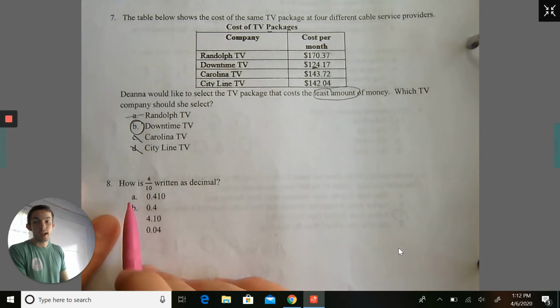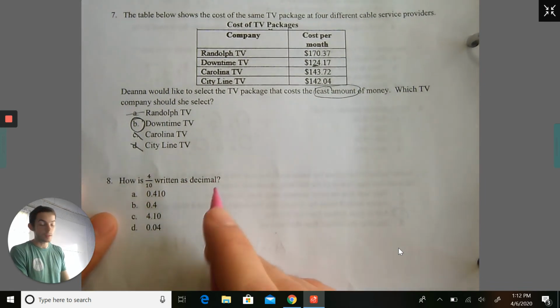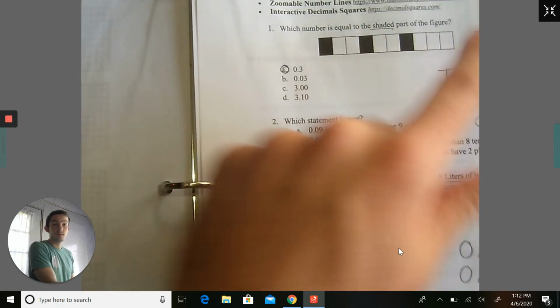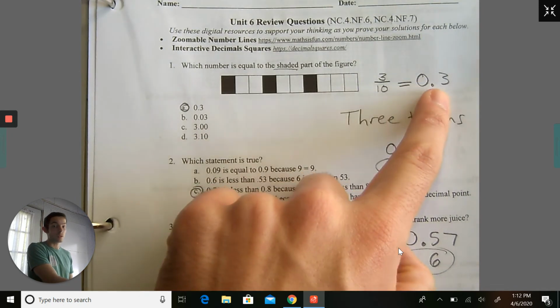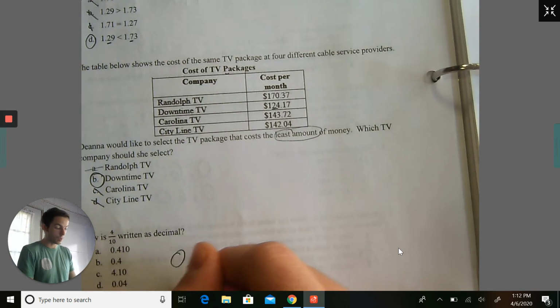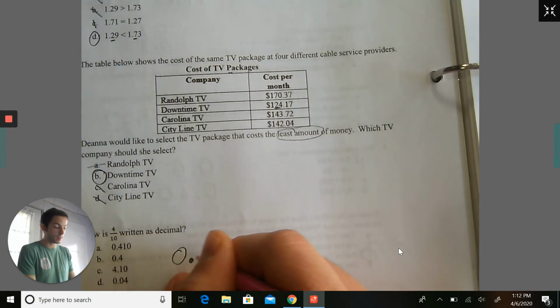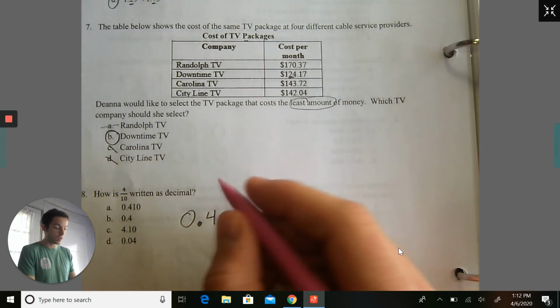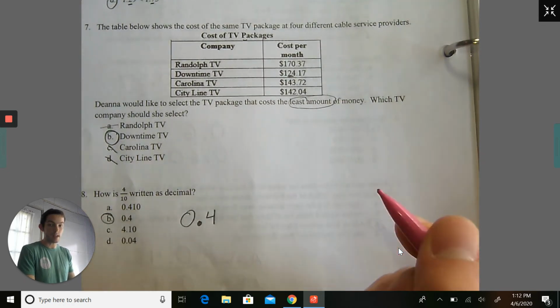Here we have, how is 4/10 written as a decimal? If we think back to what we did before, 4/10 is equal to 0.4. So without even thinking about it, ones place, decimal, tenths place. Which answer do I see matches the closest? Right here at B.